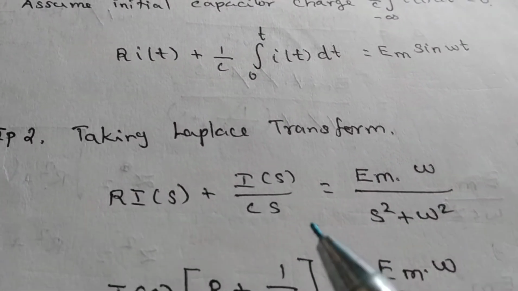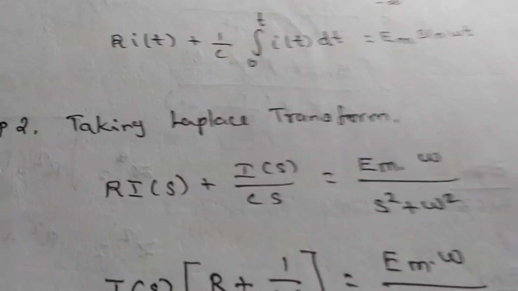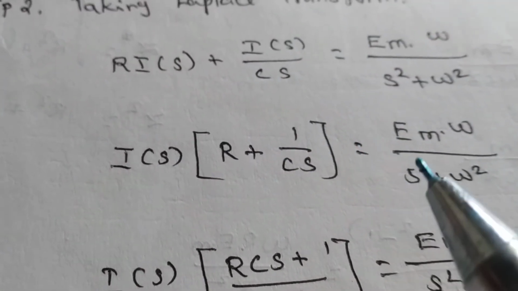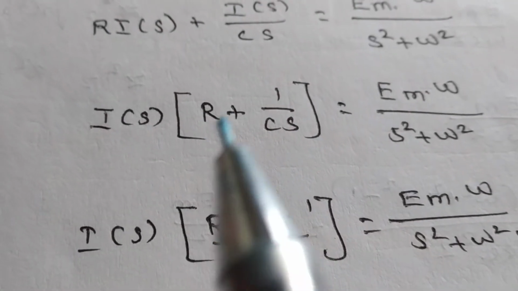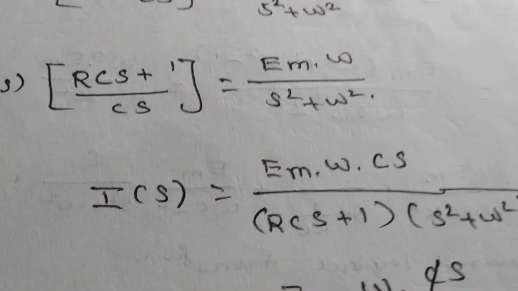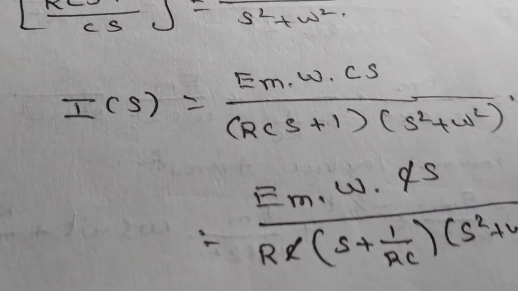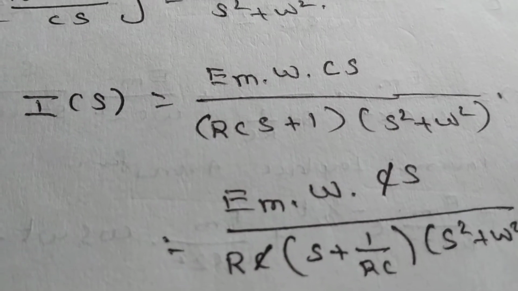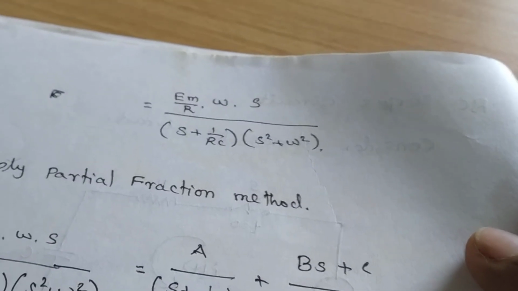Step 2: taking the Laplace transform, R I(s) plus I(s) divided by Cs equals Em omega divided by s square plus omega square, since the transform of sin omega t is omega divided by s square plus omega square. Taking I(s) outside, I(s) times R plus 1 by Cs equals Em omega divided by s square plus omega square. The LCM of R plus 1 by Cs is RCs plus 1 divided by Cs. So I(s) equals Em omega Cs divided by RCs plus 1 into s square plus omega square. Taking RC outside, it is S plus 1 by RC times s square plus omega square. C cancels, giving Em divided by R into omega into s, divided by s plus 1 by RC times s square plus omega square.